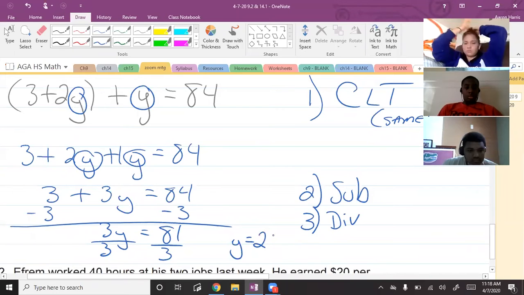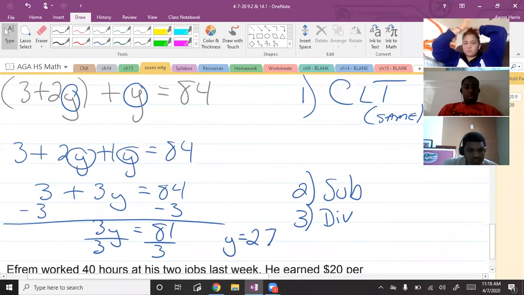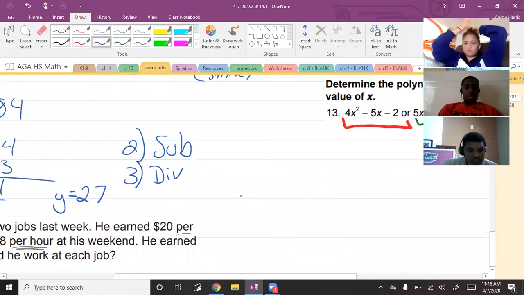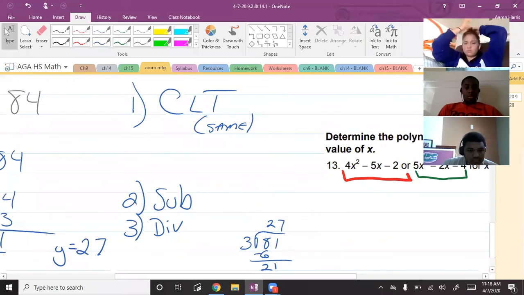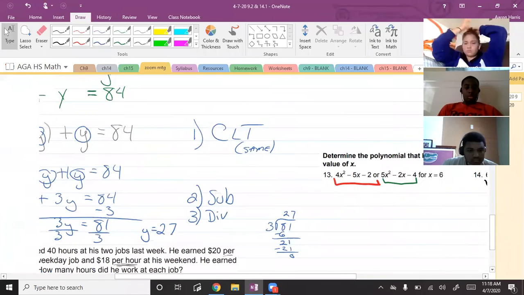3 goes into 21 how many times? 7. Let's make sure you understand that. So 3, 81, 2, 6. That's 2 left over. Bring down the 1, 7. And now I get minus 21. And that's equal to 0. So that's the math of it right there. But now I know that y is equal to 27.